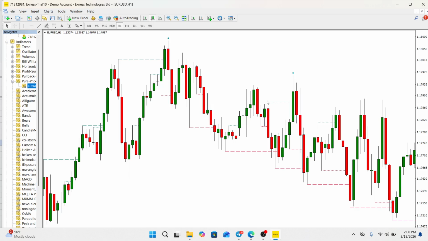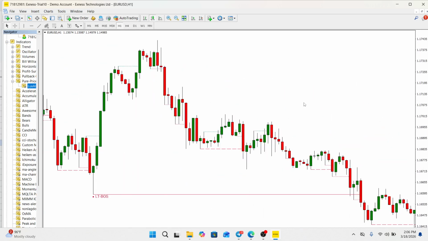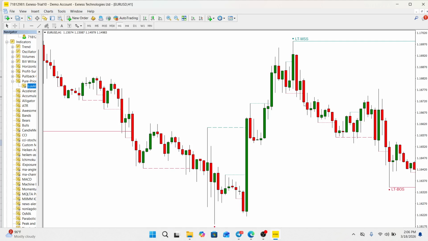It does not execute trades, and while it helps filter noise, structural breaks can still fail or lead into complex consolidations. So traders should combine the signals with confluence such as liquidity, session timing, and sound risk management.